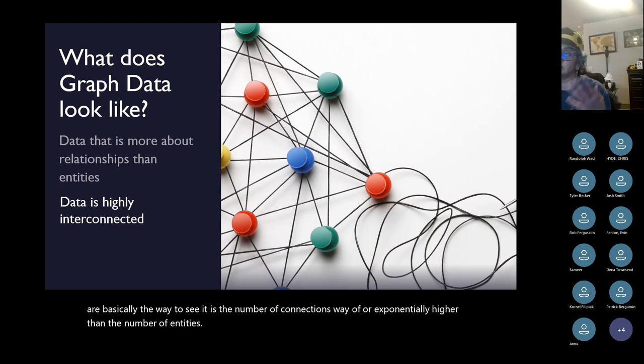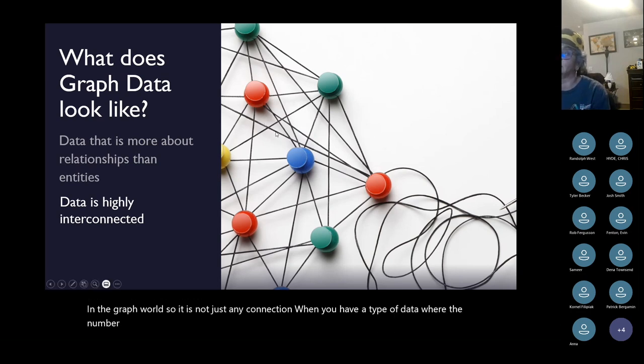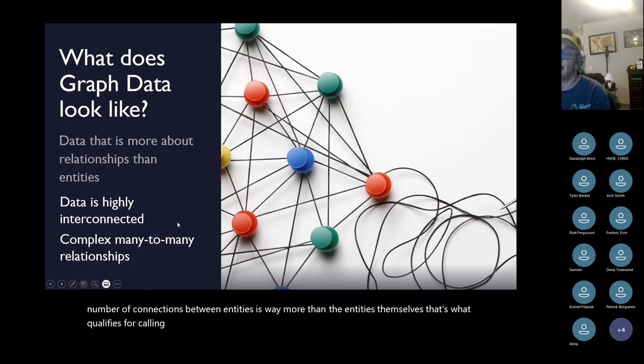So it is not just any connection. When you have a type of data where the number of connections between entities is way more than the entities themselves, that's what qualifies for calling it graph data. And the relationships are really, really complex. And we'll see some examples of how.